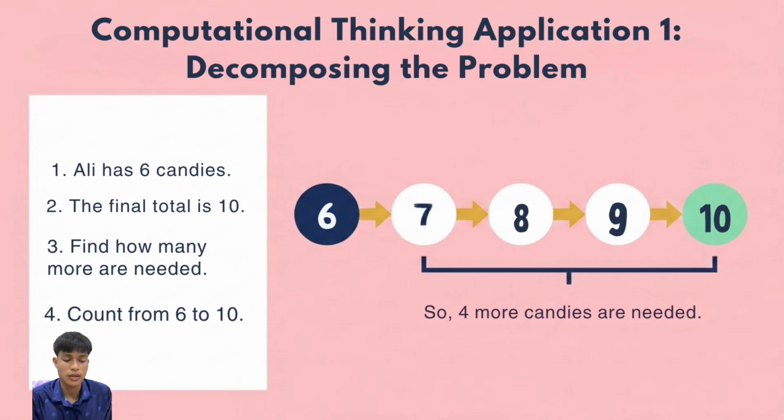When they count these numbers, they can see that 4 more candies are needed. This skill is very useful because pupils do not feel overwhelmed by the problem. Instead of looking at the whole question at once, they solve it one step at a time. This makes the problem easier and less stressful for young learners.